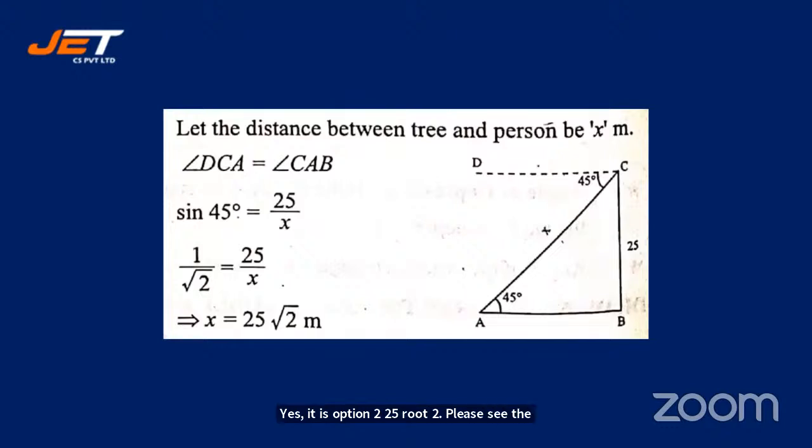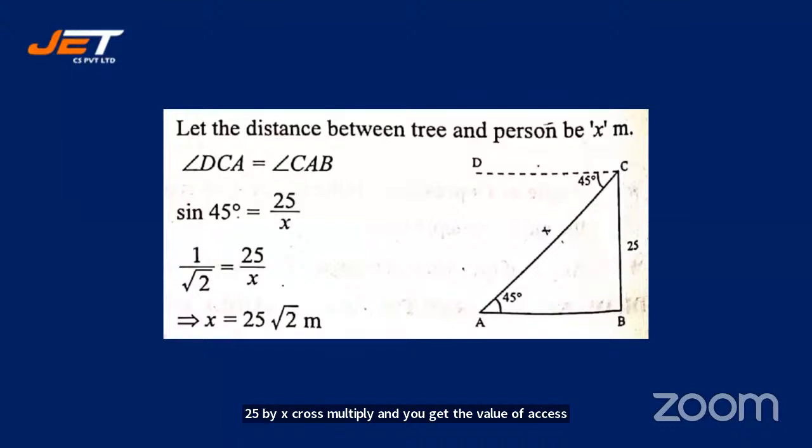Please see the explanation given over here. The distance between the tree and the person, you are assuming it to be x. That is AC. Now, angle DCA is equal to angle CAB, alternate angles. So, sine 45 is equal to 25 by x, that is opposite side by hypotenuse. Sine 45 is 1 by root 2, which is equal to 25 by x. Cross multiply and you get the value of x as 25 root 2.